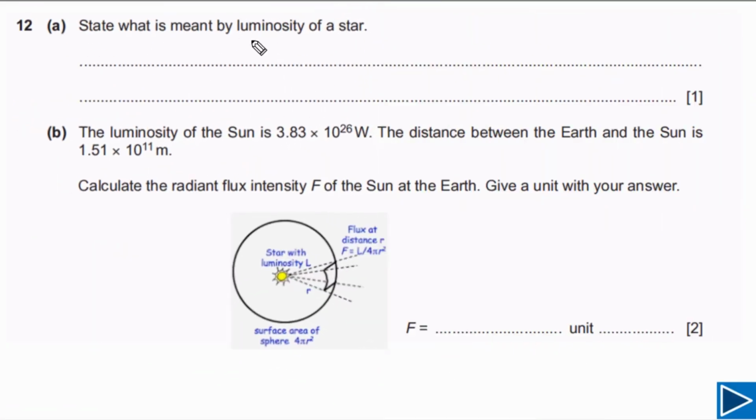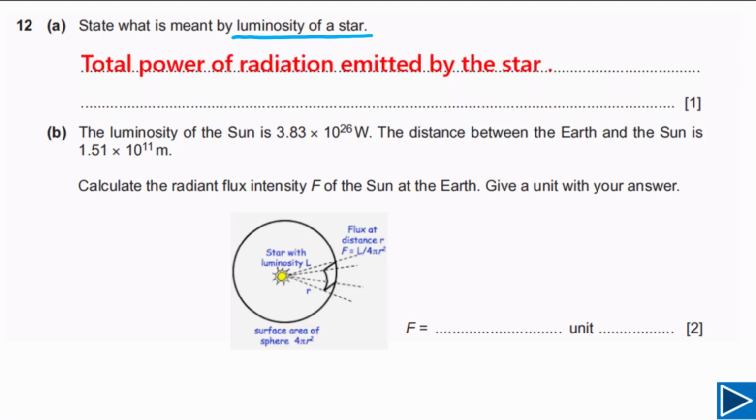For part A, we need to state what is meant by the luminosity of a star. Luminosity of a star is the total energy of radiation emitted by the star per second. Simply, we can say this is the total power of radiation emitted by the star. And luminosity is distance independent, meaning it does not depend on the distance from the star. This is how you can write down your answer. This question has only 1 mark. If you have written this, you will get 1 mark.